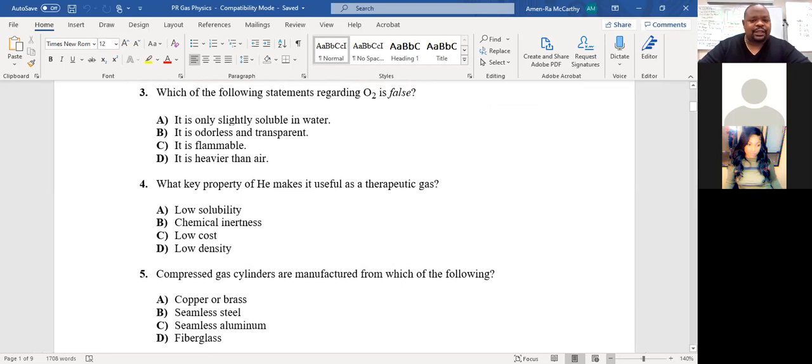Three says, which of the following statements of oxygen is true? 4 is, what key property of helium makes it useful as a therapeutic gas? And then compressed gas cylinders are manufactured from which of the following? How do we make compressed gas cylinders? Number 5, I'll take 2 answers on 5.